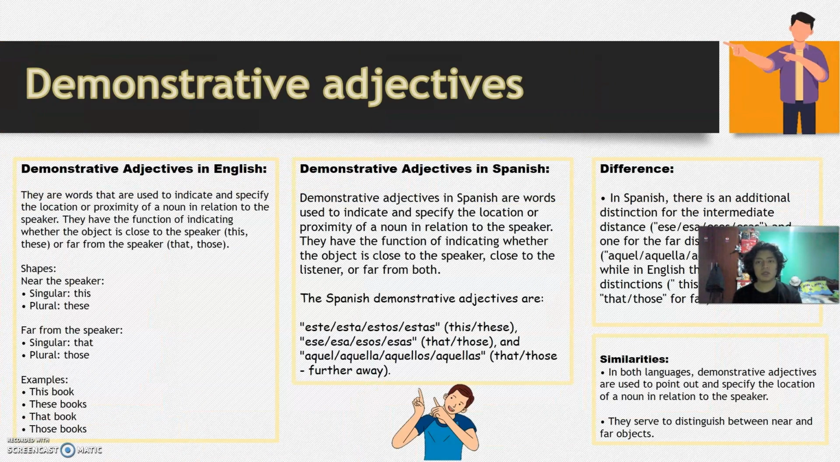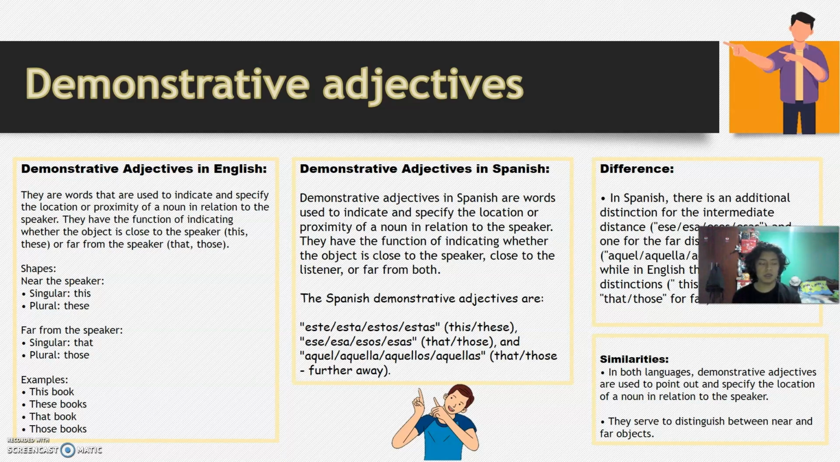The first adjective is the demonstrative adjective. Demonstrative adjectives in English are words that are used to indicate and specify the location or proximity of a noun in relation to the speaker. They have the function of indicating whether the object is close to the speaker or far from the speaker.